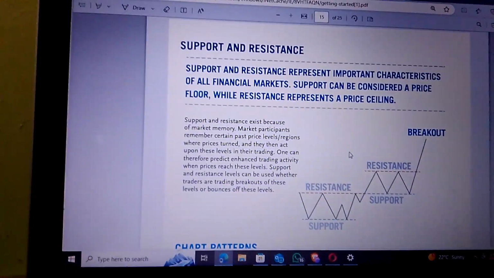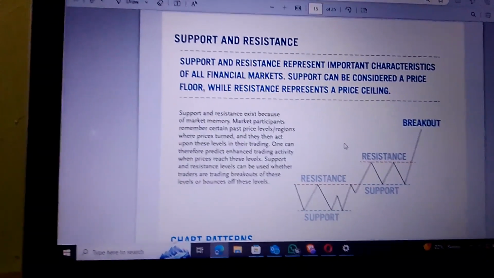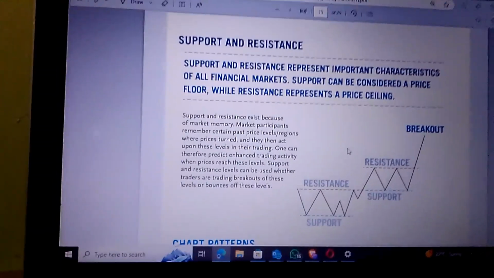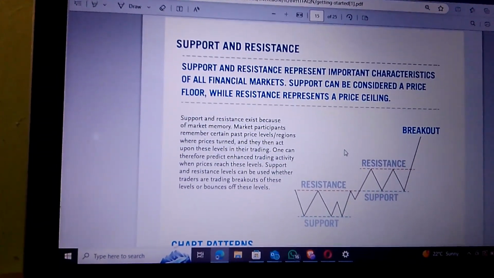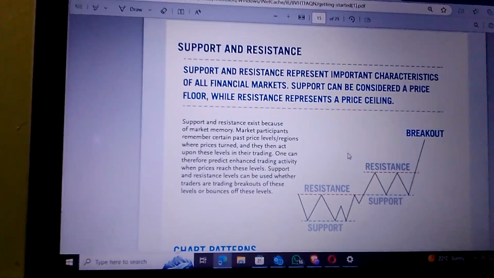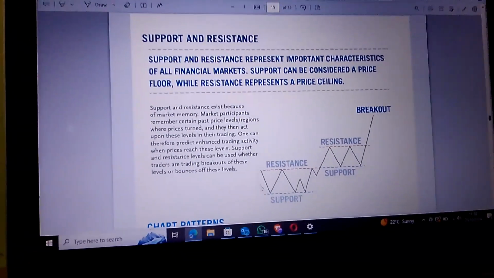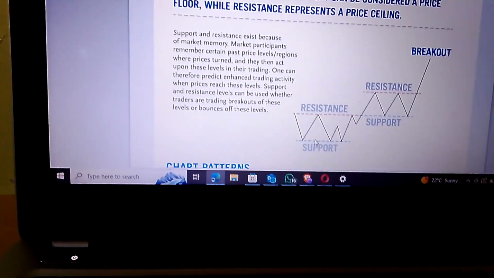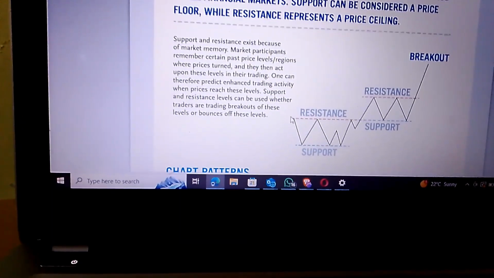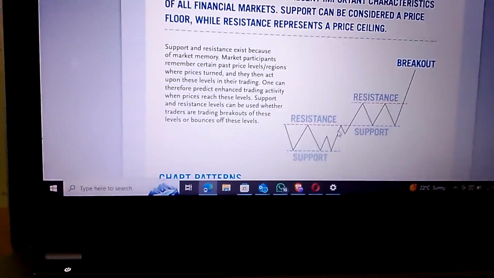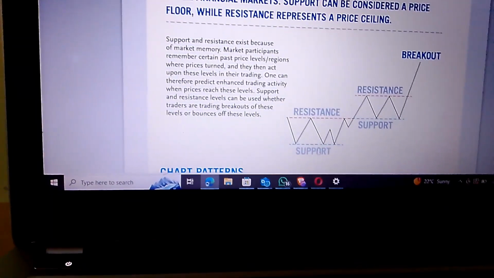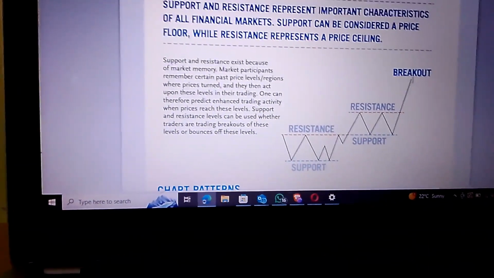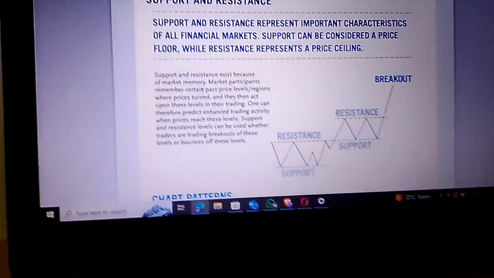Support and resistance. Support and resistance represent important characteristics of all financial markets. Support can be considered a price floor, while resistance represents a price ceiling. So support is this price floor, and resistance is this ceiling. So at different points we have the support and resistance. Then here we have the breakout.